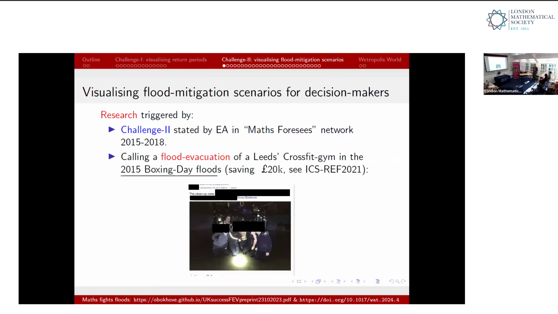So the movie leads to the second part, the second challenge: how can you visualize flood mitigation scenarios for decision makers? It was also triggered because I called the flood activation of my then CrossFit gym in Leeds. The Environment Agency had a warning, but I was looking at the river gauges and mine was more precise. I didn't compute anything. You just do linear extrapolation. You look at every 15 minutes and you make a decision. People thought I had 10 computers and calculated. Well, come on. Just look at the river gauge and you can make a decision.